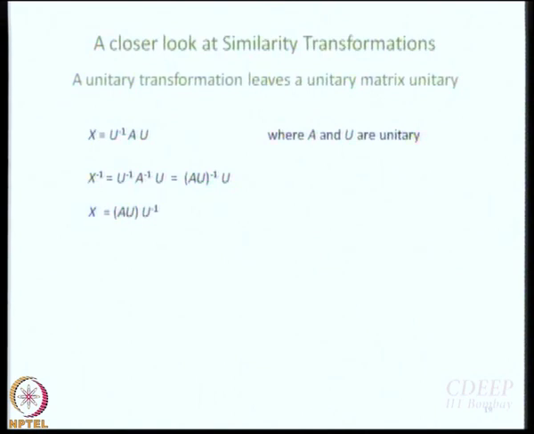Multiply AU first, A and U together, then multiplied by U inverse. So, what is the adjoint of X? X dagger. It will be dagger of AU multiplied by dagger of U inverse. Right?